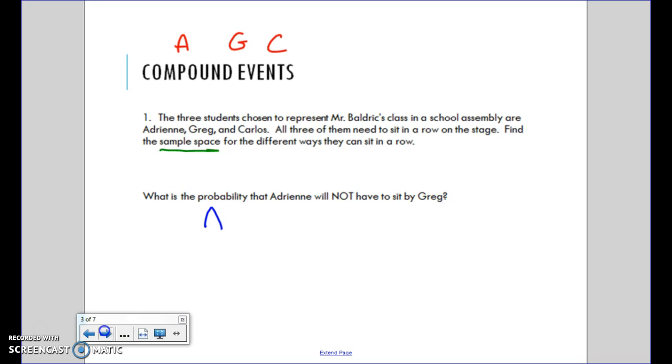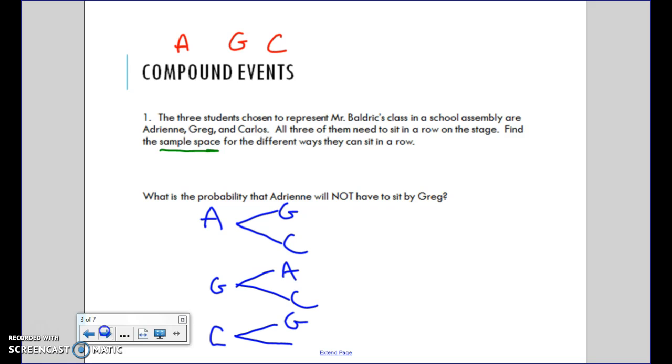So for the first spot, it could be Adrienne, or it could be Greg, or it could be Carlos. Now, if Adrienne is in the first spot, that means that Greg could be in the second spot, or Carlos could be in the second spot. If Greg is in the first spot, then Adrienne could be in the second spot and Carlos in the second spot. Or if Carlos is in the first spot, then we could have Greg or Adrienne in the second spot.